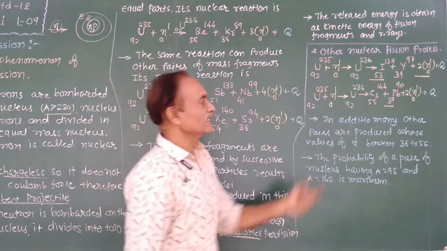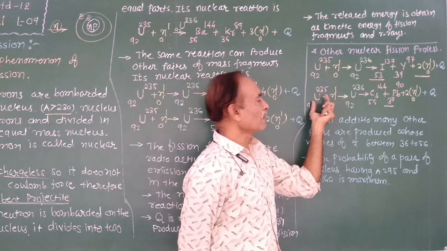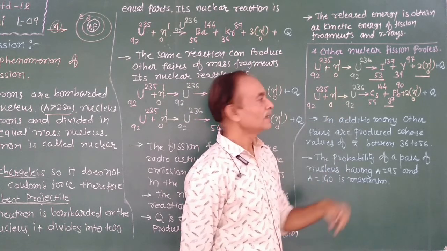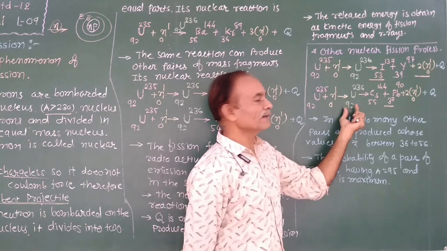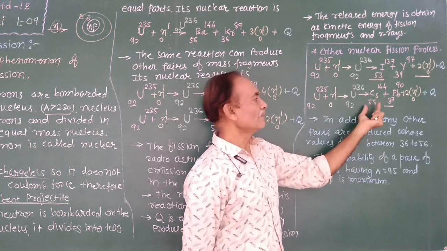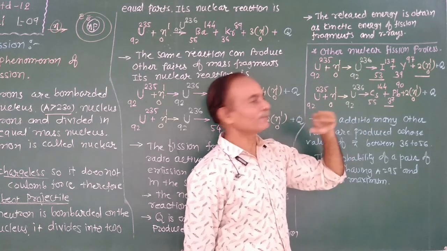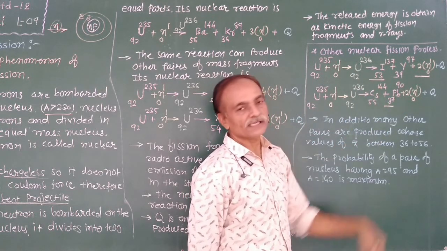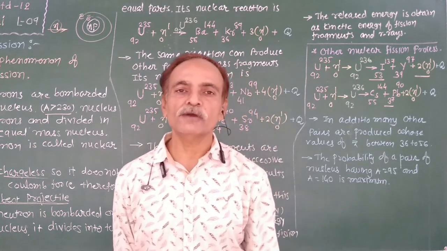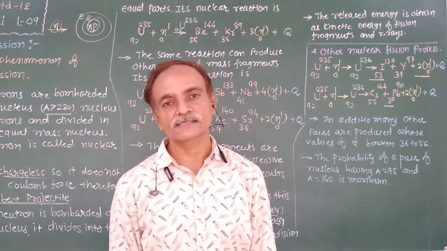Now the other possible reaction is when the neutron is bombarded on uranium-92-235, it is converted to the unstable uranium nucleus 92-236, plus cesium 55-144 plus rubidium 37-90 plus 2 neutrons, plus Q amount of energy is released.